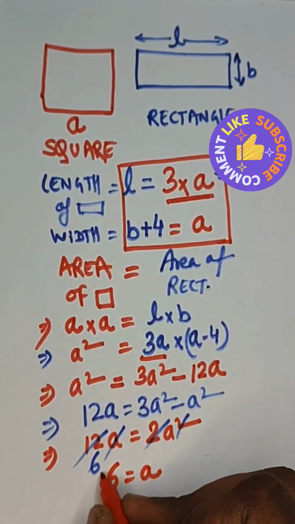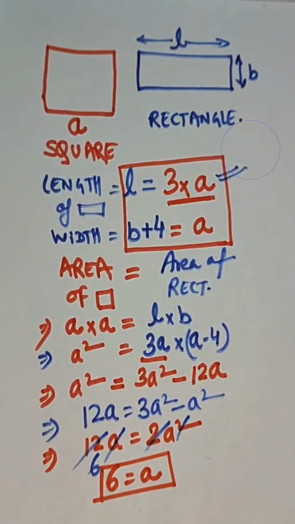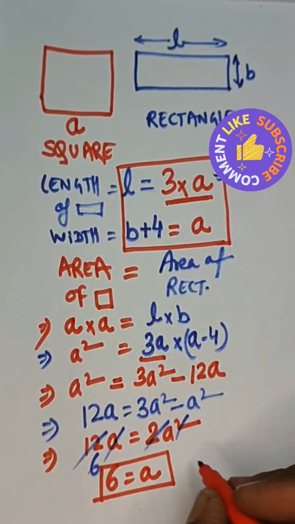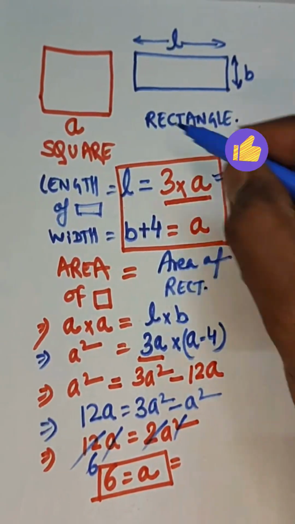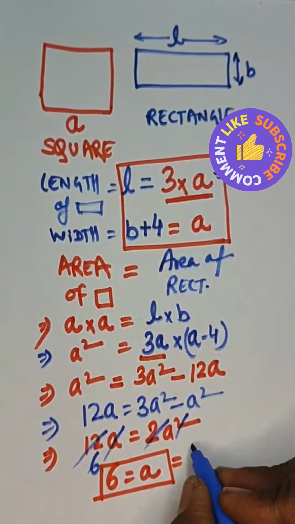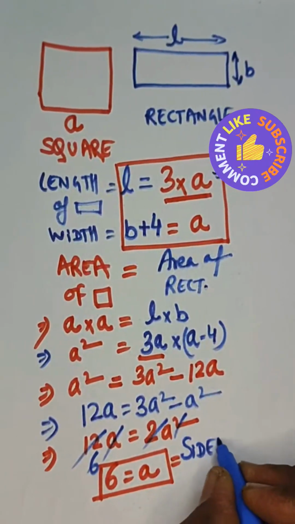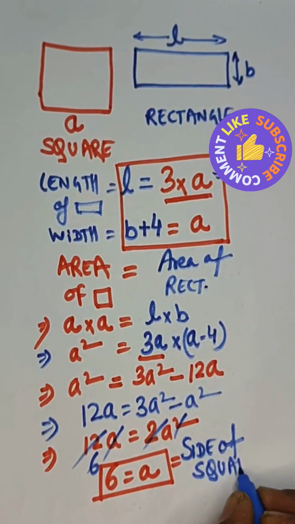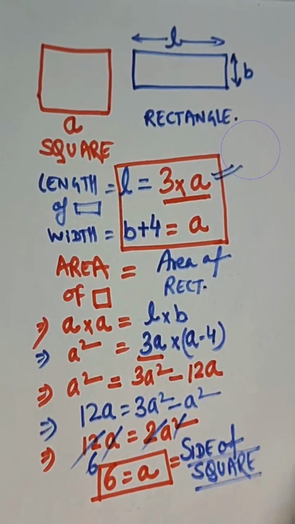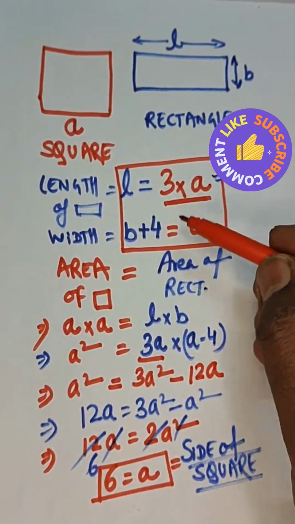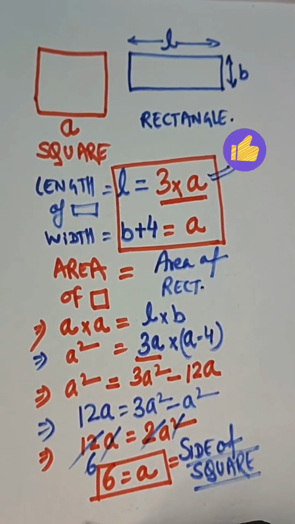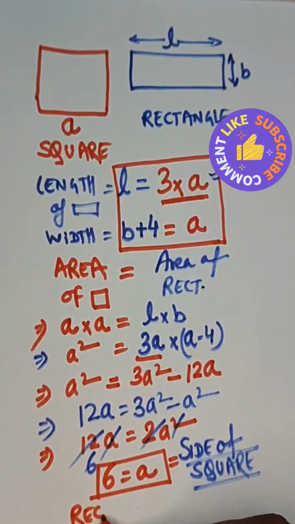as A. So my dear friends, with this we need to find the dimensions. The side of the square is A, that is 6, so we got the dimension of the square. Now what is the dimension of the rectangle? 3A and B.